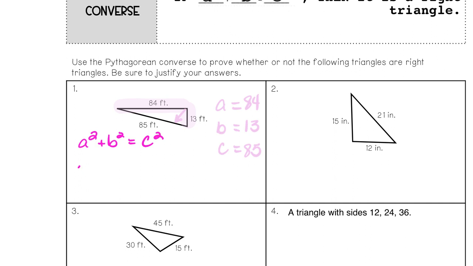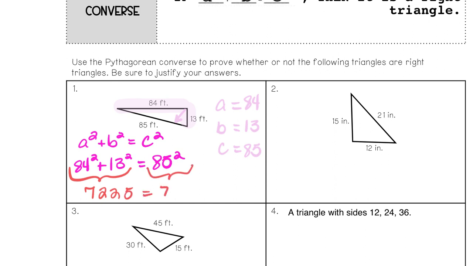So we're going to use our Pythagorean theorem to see if 84 squared plus 13 squared really does equal 85 squared. I'm going to ask you to pause the video, open up Desmos, and let's see what happens. When I put these two pieces into Desmos, I end up with 7,225, and I also end up with 7,225. So in this case, this would be a yes, because they are equal.